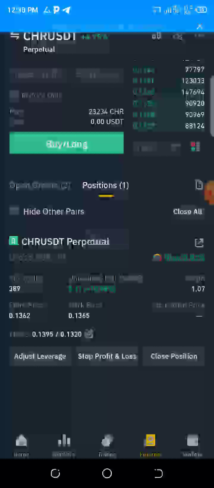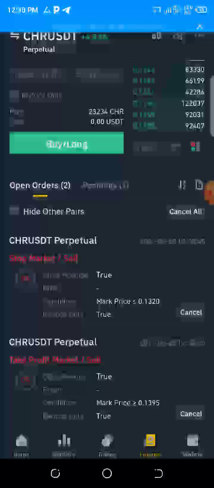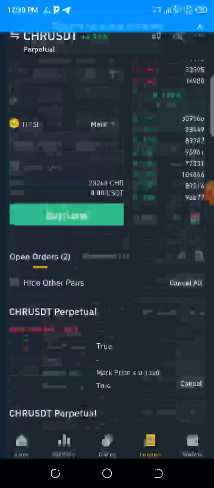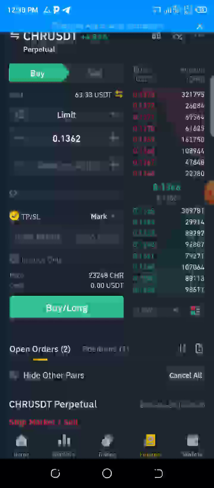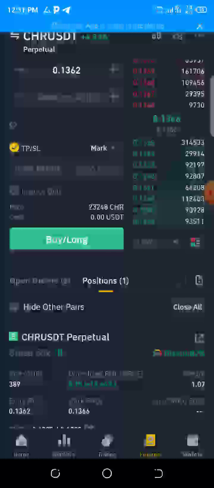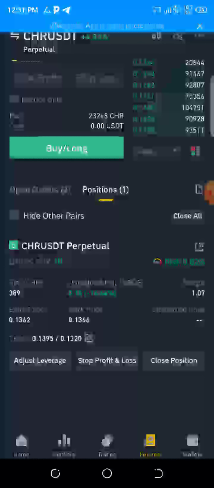Successful, good. It will create two orders for me in my order book. One would be to take profit, one would be to stop my loss. The current market now is 13.66, and I'm in profit. If you go to my position here, I'm still in profit. It's still showing green.